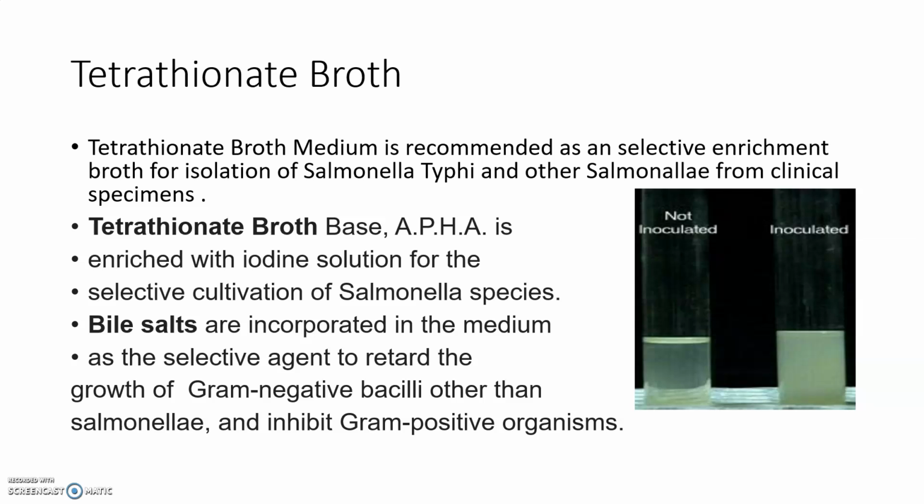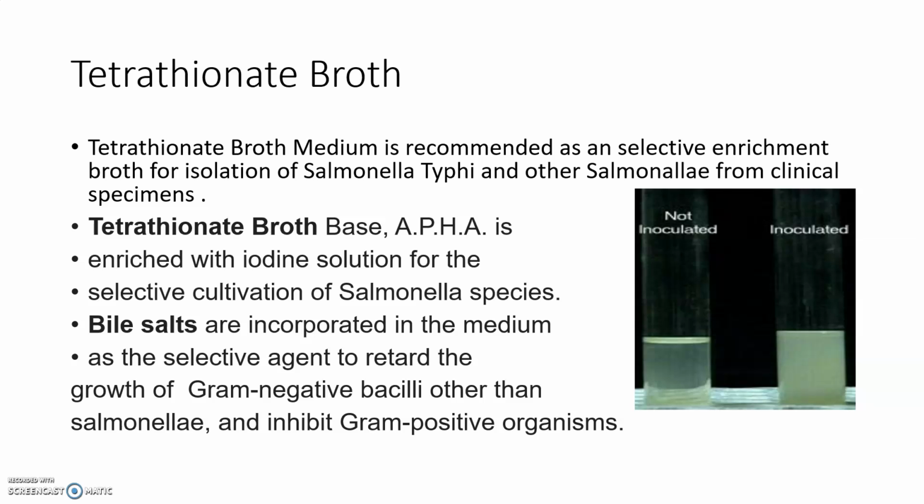Next is tetrathionate broth. Tetrathionate medium is recommended as a selective enrichment broth for the isolation of Salmonella typhi and Salmonella from clinical specimens. The tetrathionate broth base, APHA, is enriched with iodine solution for the selective cultivation of Salmonella species. Bile salts are incorporated in this medium as a selective agent, and it retards the growth of gram-negative bacilli other than Salmonella and also inhibits gram-positive organisms. So these are all about tetrathionate broth.